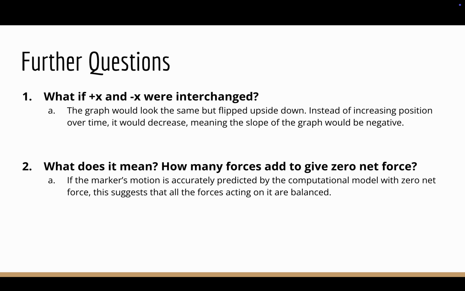Second question, what does it mean? How many forces added to give 0 net force? If the marker's position is accurately predicted by the computational model with 0 net force, this suggests that all the forces acting on it are balanced, such as gravity pulling down and the normal force balancing it in the vertical direction. Thus, the number of forces involved in creating a 0 net force could be 2, 3, or many more, as long as they sum to 0 in all the directions.